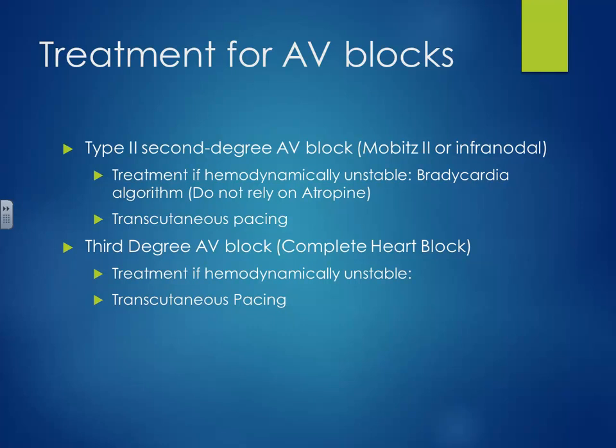Your type 2 and your type 3 are your highest degree blocks, and they're potentially the most fatal. All right? You can't rely on atropine if you've confirmed that it is a block, a second degree type 2 or a third degree. You cannot rely on atropine. Not saying you can't give it, but you can't rely on it like you could if it was just a bradycardia. So what is your treatment of choice?